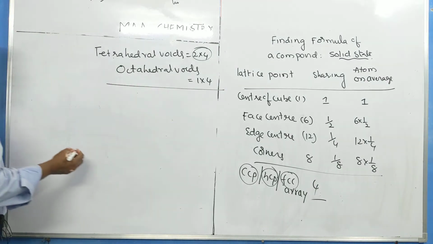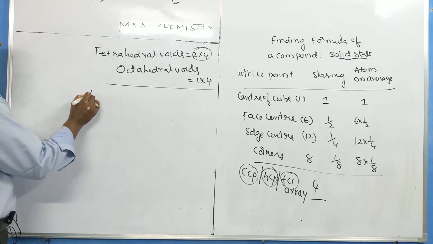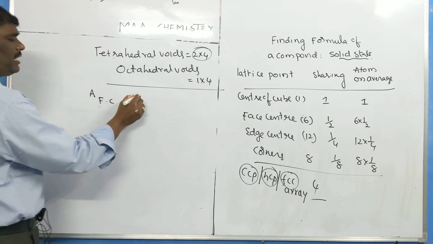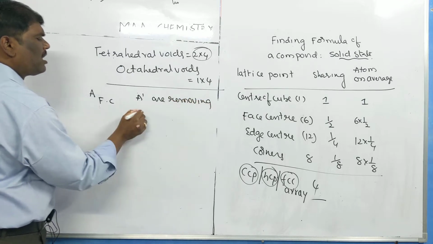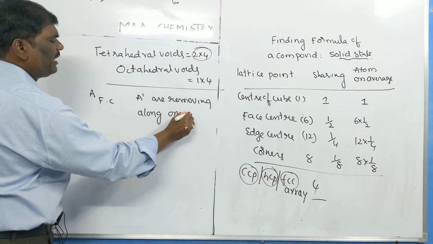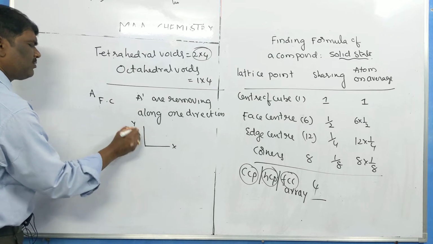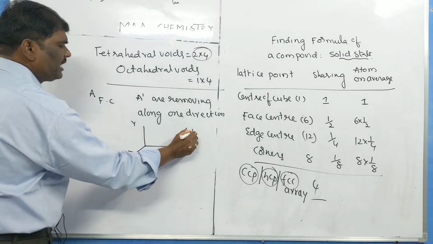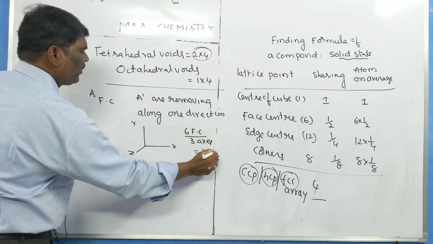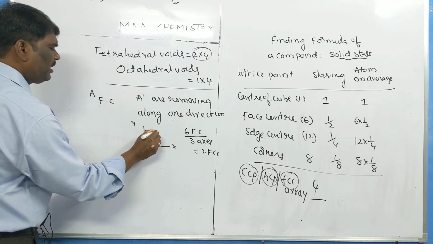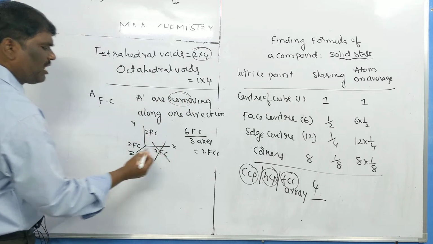Now some more points are there. They are saying A occupies face center, but A atoms are removed along one axis, one direction. Thus they will give the hint. Now there are 3 axes X, Y, Z. There are 6 face centers across 3 axes, so each axis has 2 face centers: here 2 face centers, here 2, here 2. Now they say remove face centers along one direction.